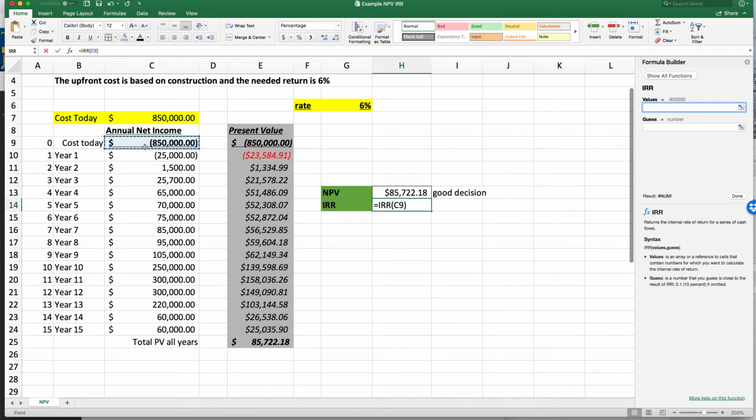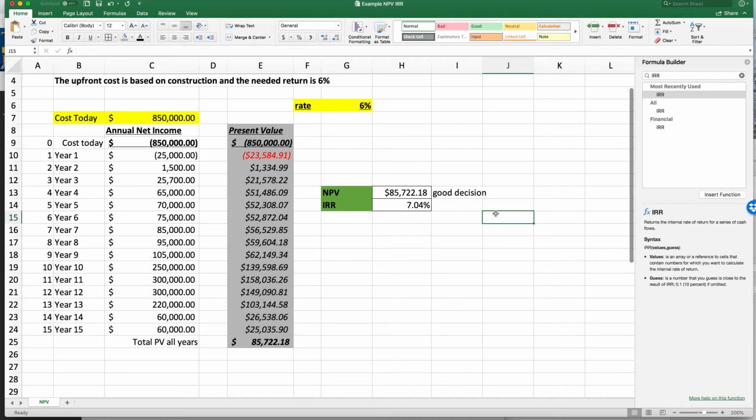And then it's going to say, well, then next one is going to be your one. And then we move through all of these. And when we hit enter there, we'll see that it is earning 7%. Increase the decimals a little bit. It's earning 7.04%. Now we know that it's earning more than our rate of 6% because this is positive.